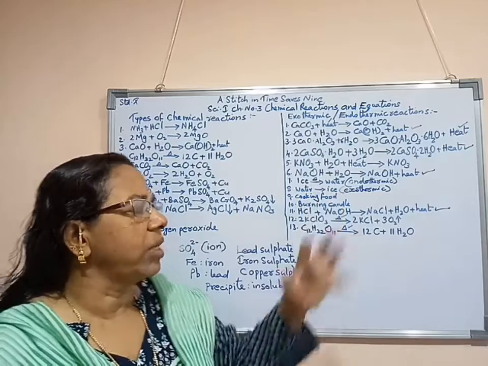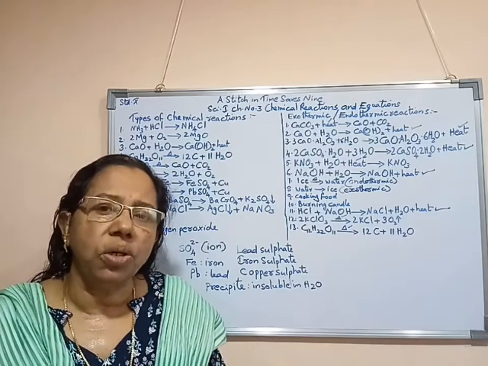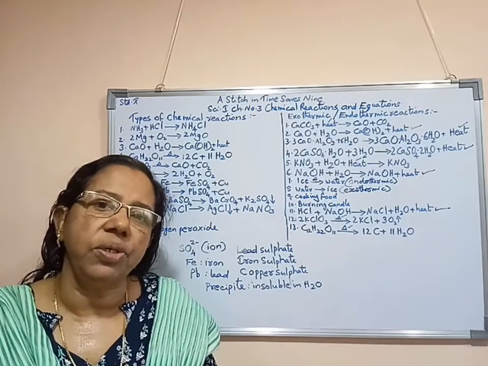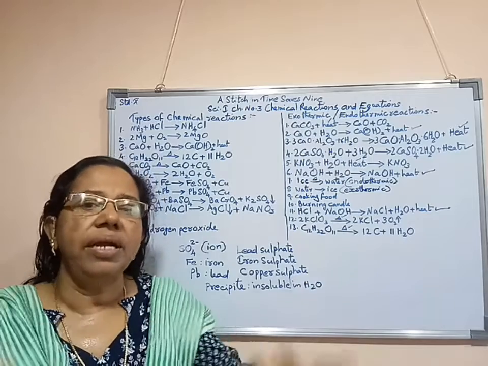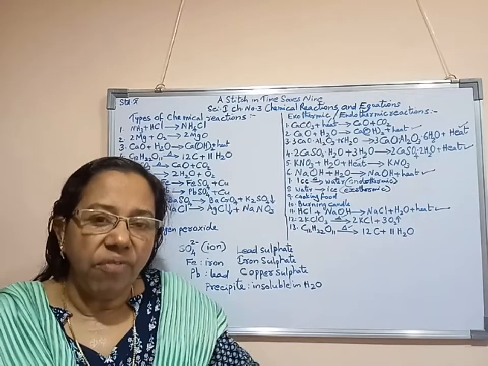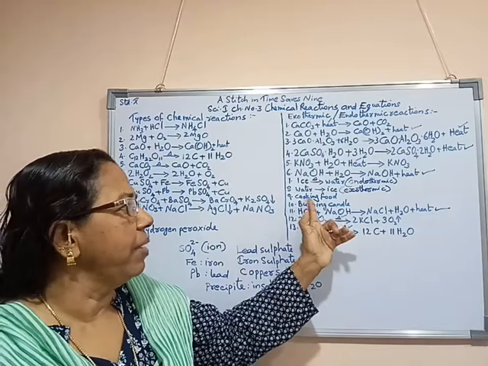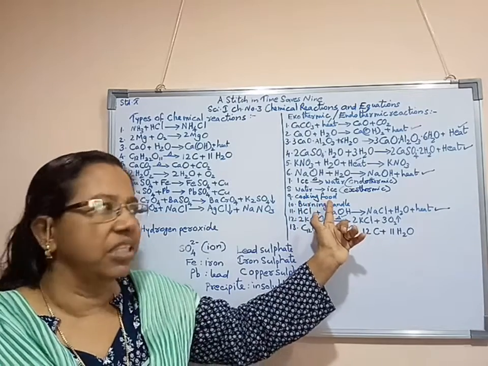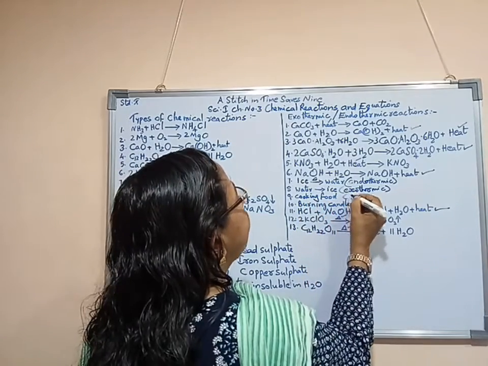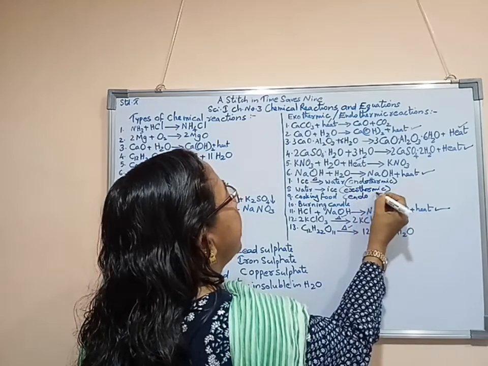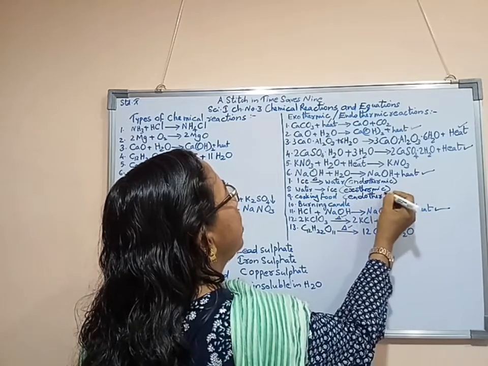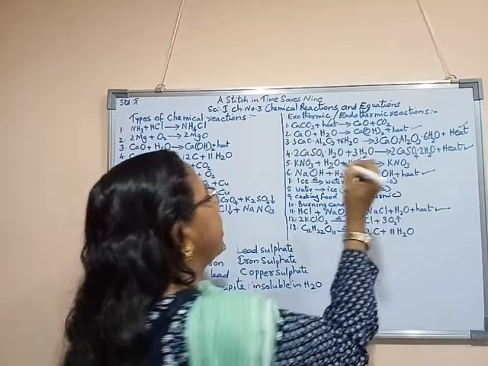Now another thing, cooking of food. When we want to cook food, we have to supply heat to the food material. Then only food will be cooked. So when we supply heat to the food material, the cooking process takes place. So we can say that this is an example of endothermic reaction. Why? Because we need to supply heat.